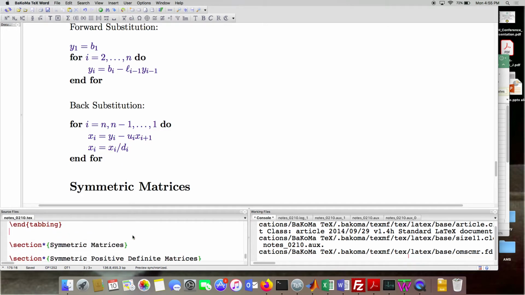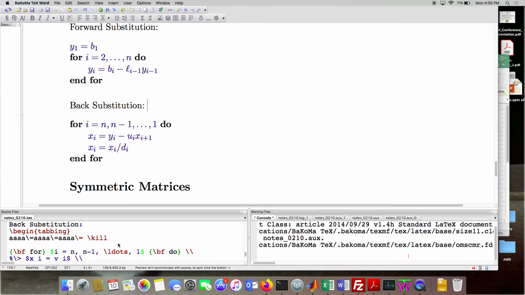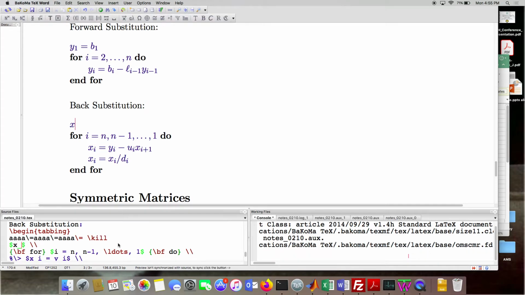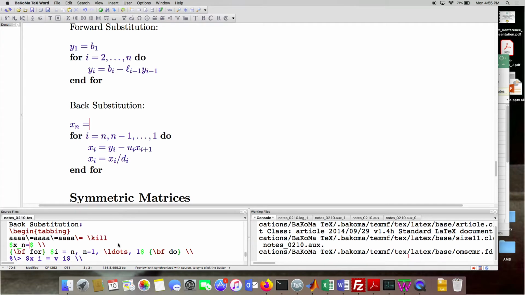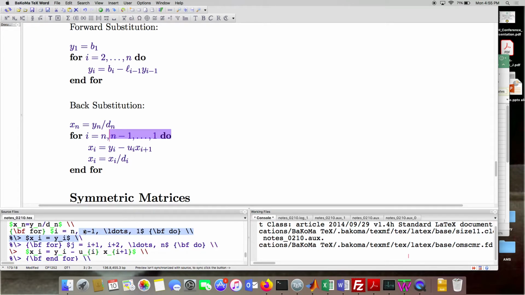So for back substitution, I should begin with x_n equal to y_n over d_n. And then my loop starts from row n minus 1 down to the beginning, and then everything in here will be valid. So I have to be careful about that in forward and back substitution. But otherwise, everything else is good.